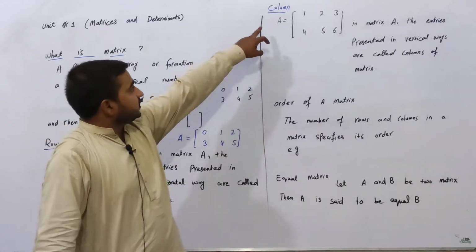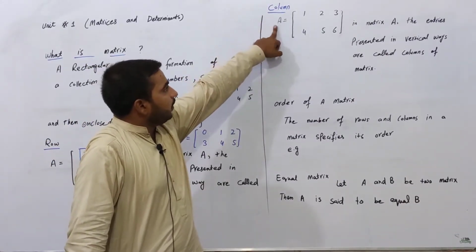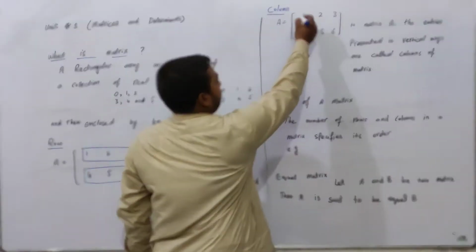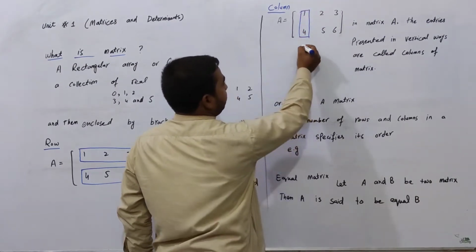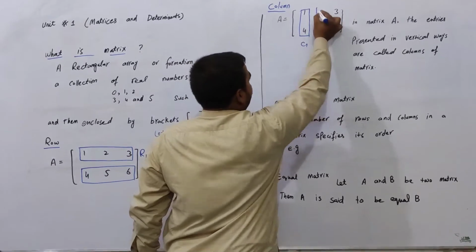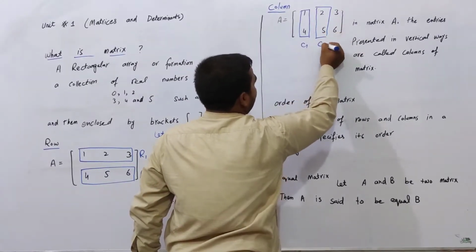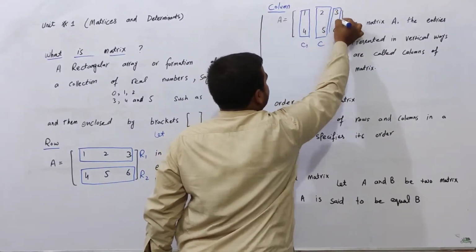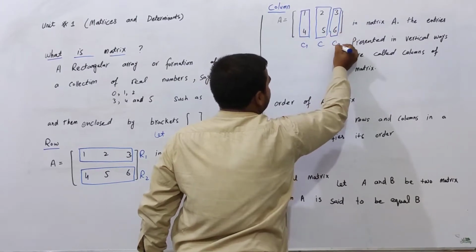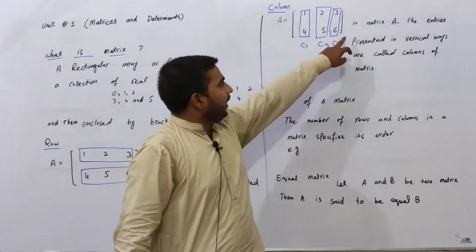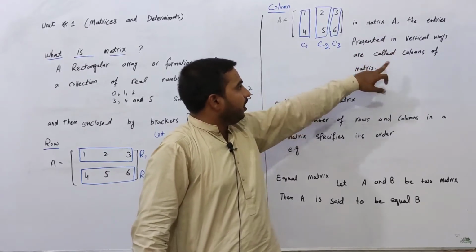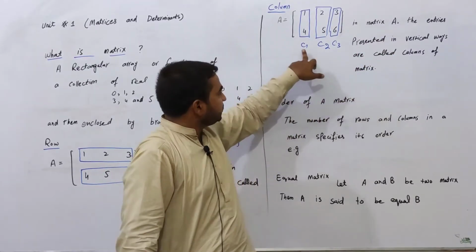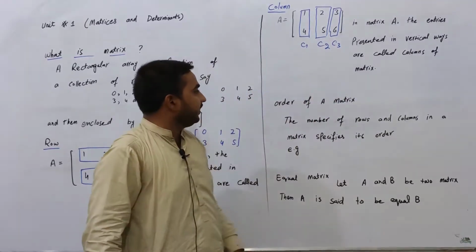Then we discuss the column. A column is a vertical direction in a matrix. This is indicated by C1, the other one is C2, and the third one is C3. In matrix A, the entries presented in the vertical way are known as columns. This is C1, C2 and C3.